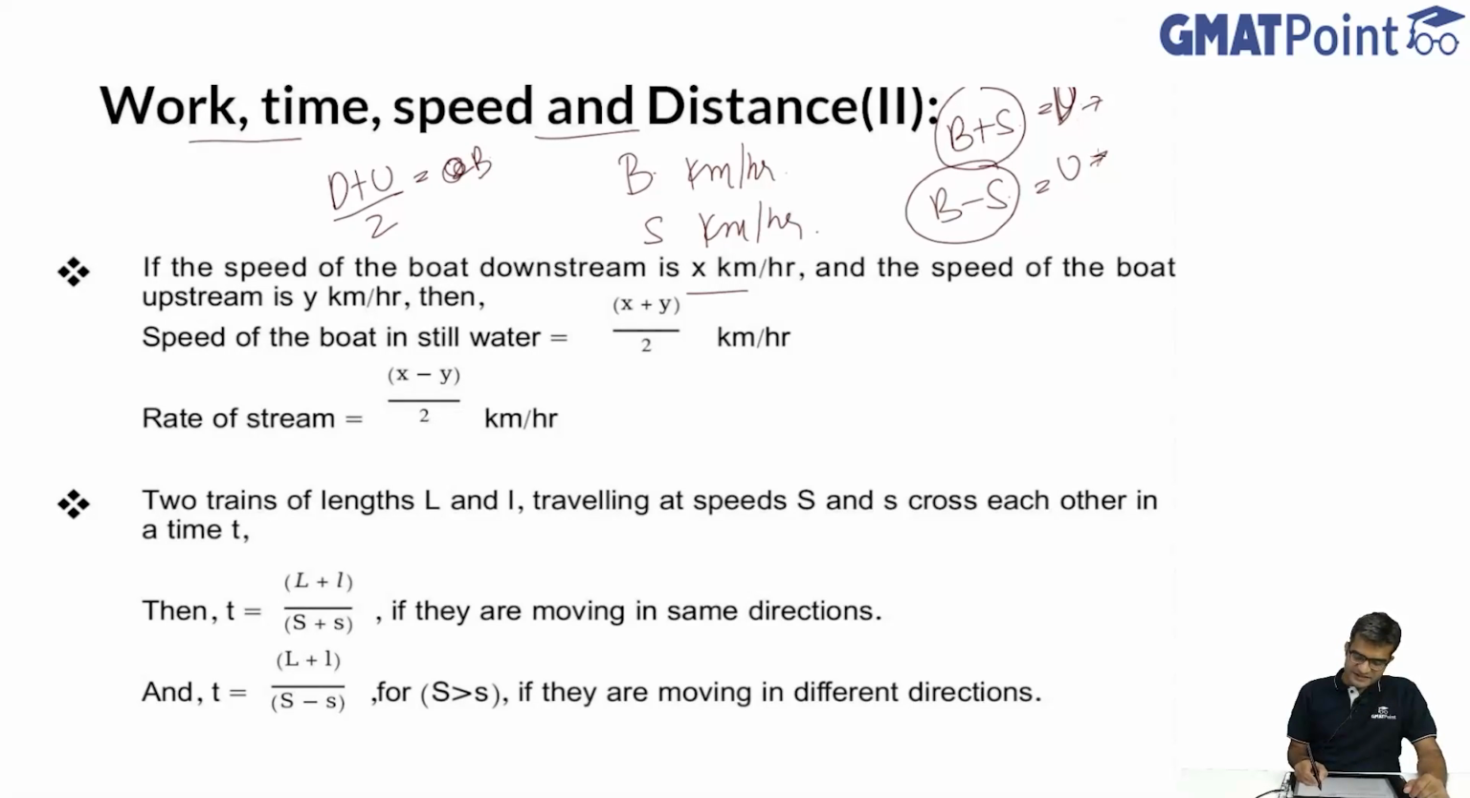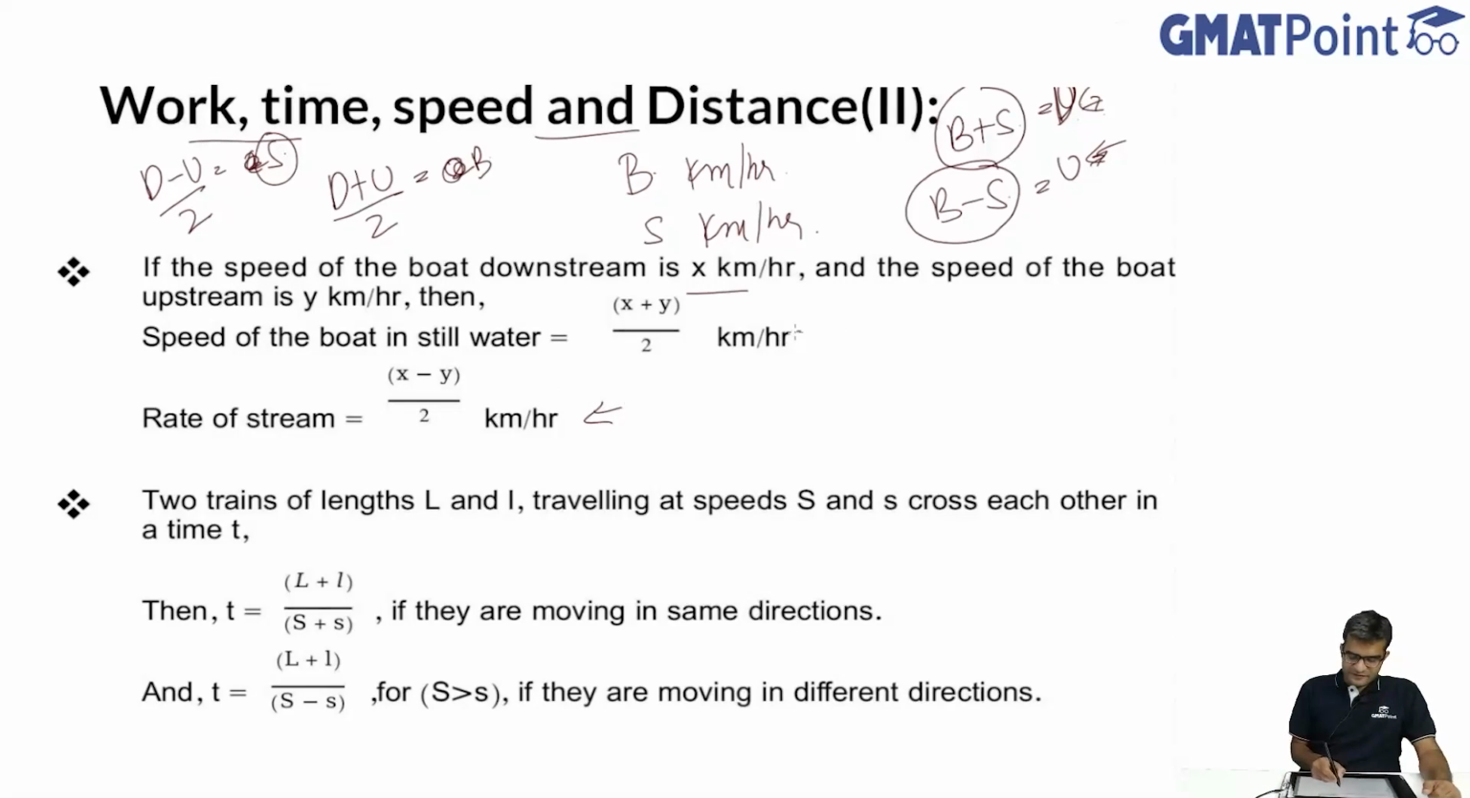Similarly, if you subtract the second equation from the first equation, D minus U is equal to 2S, or (D minus U) divided by 2 is equal to S. So you find the speed of the boat downstream, you find the speed of the boat upstream, you subtract the second one from the first one and divide this by 2, and you will get the speed of the stream.